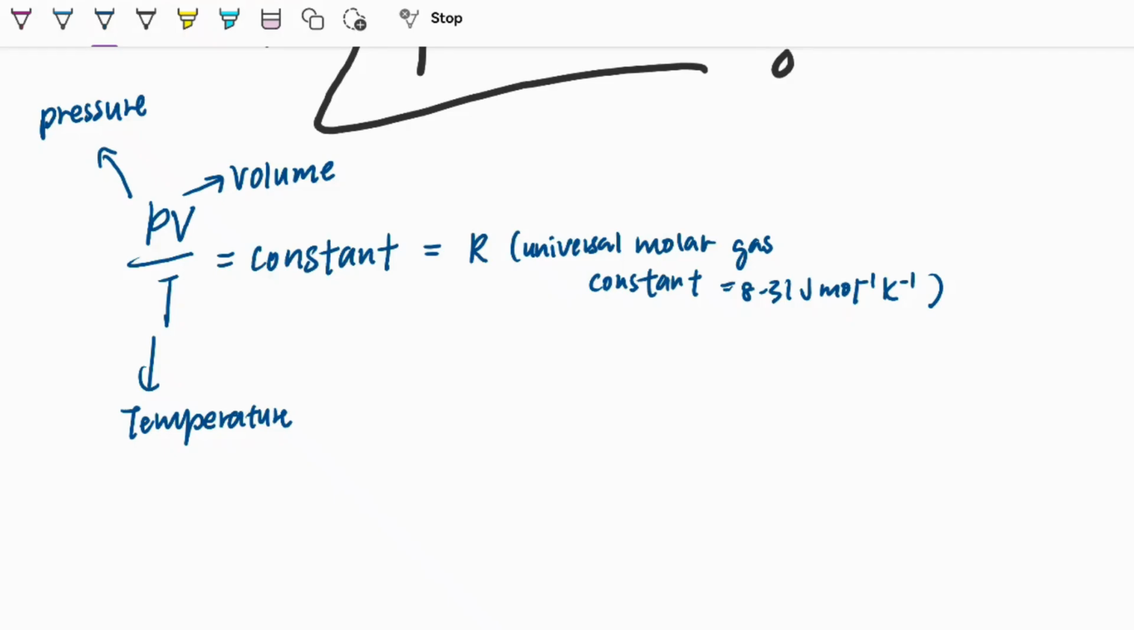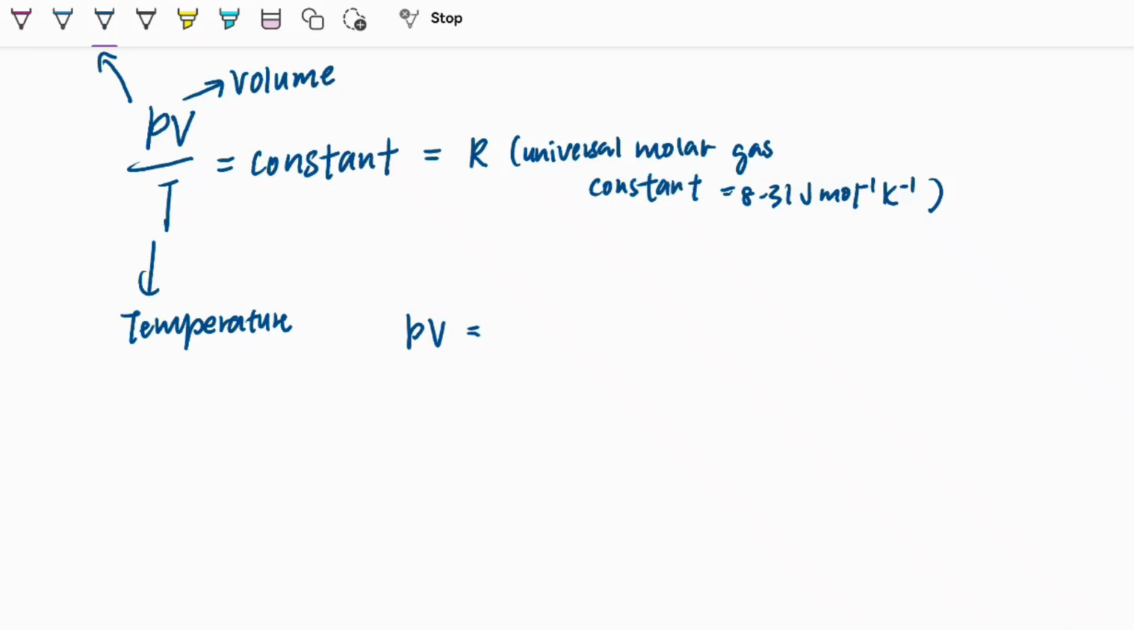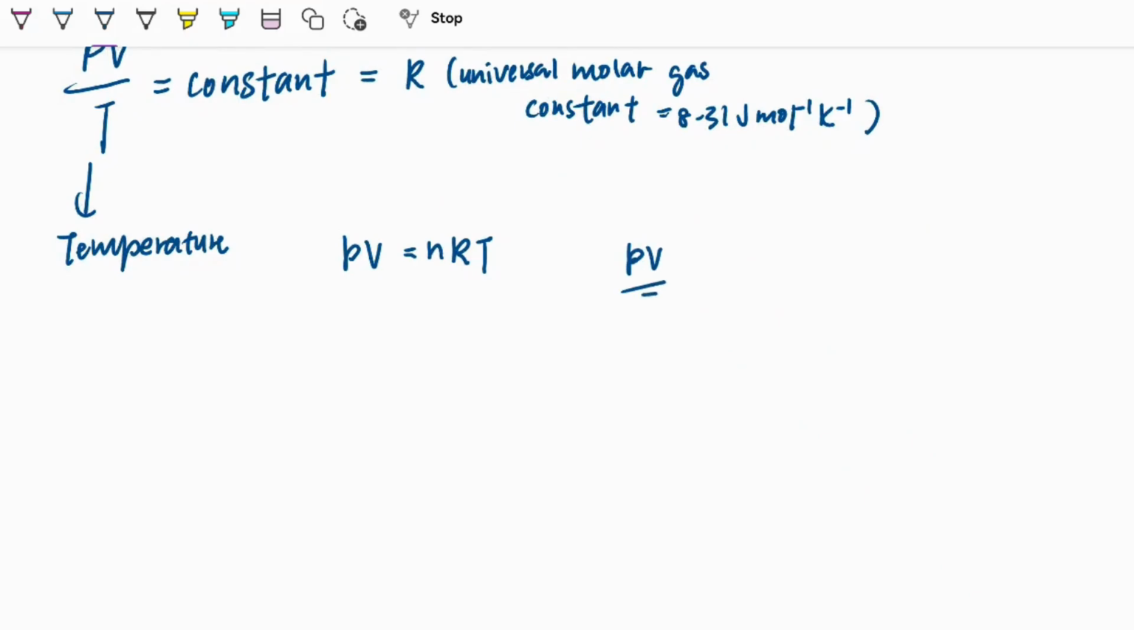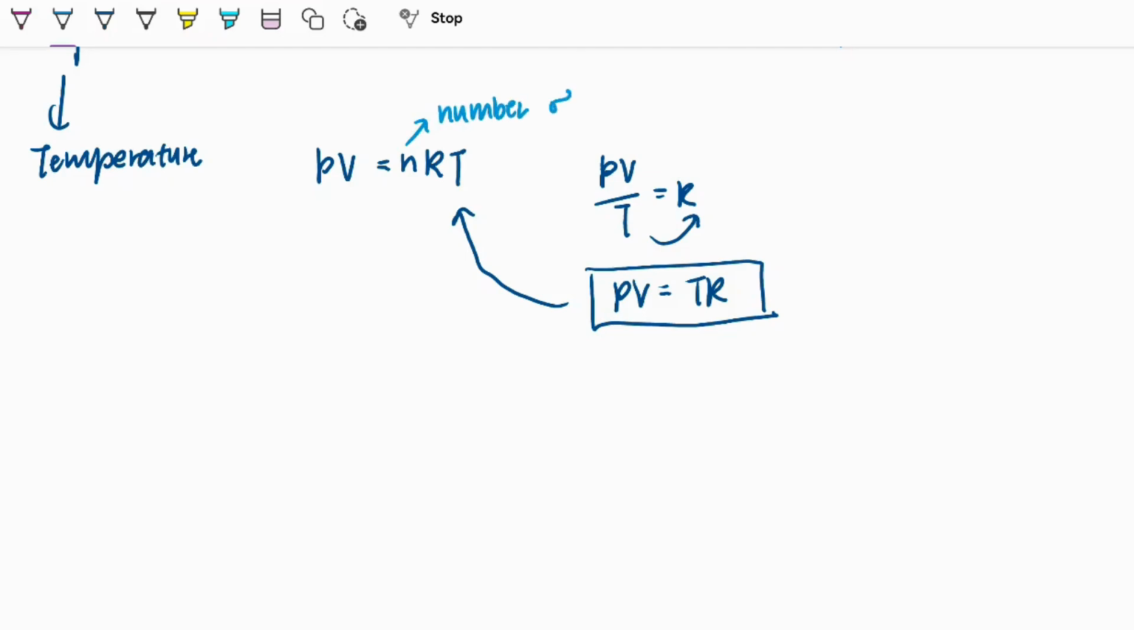Okay, now this is for 1 mole of gas. What if you have a lot of moles of gas? Then you will have PV equals nRT. How do I get this? Because we know PV over T equals R, right? I bring my T over there, PV equals TR. Now this is for 1 mole of gas. If I have a lot of moles of gas, I have to use this formula. n is the number of moles. So that's the first formula, PV equals nRT.